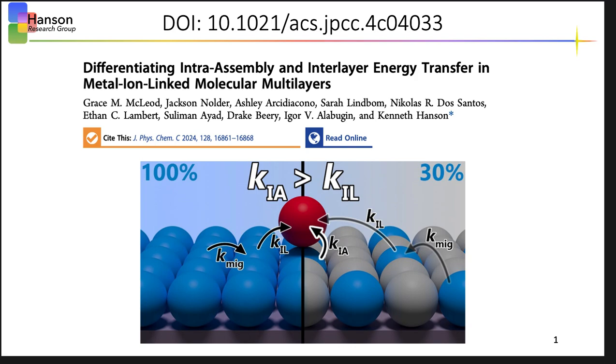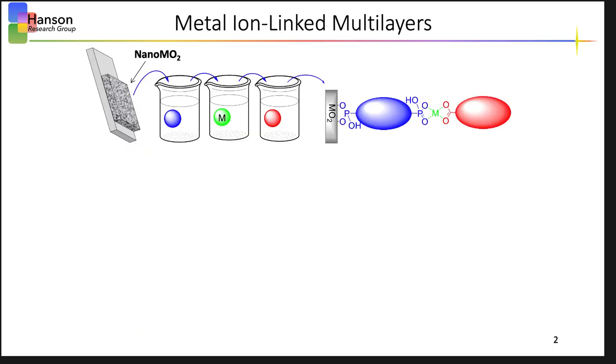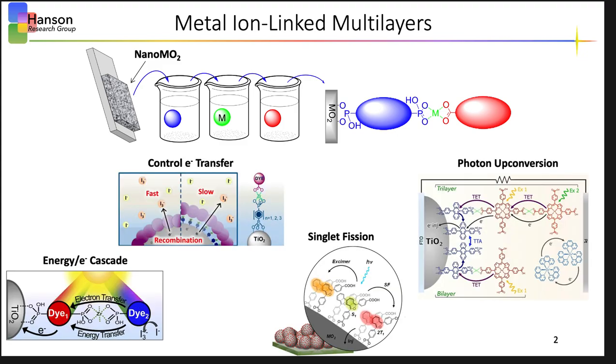I'm excited to share one of our recent publications in the Journal of Physical Chemistry C, Differentiating Intra-Assembly and Interlayer Energy Transfer in Metal-Ion-Linked Multilayers. Metal-Ion-Linked Multilayers are an attractive architecture because of their modular and stepwise assembly. By simple assembly design, we're able to control the direction of energy and electron transfer to perform singlet fission and photon upconversion.